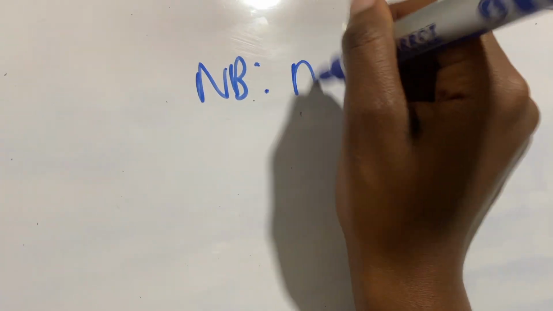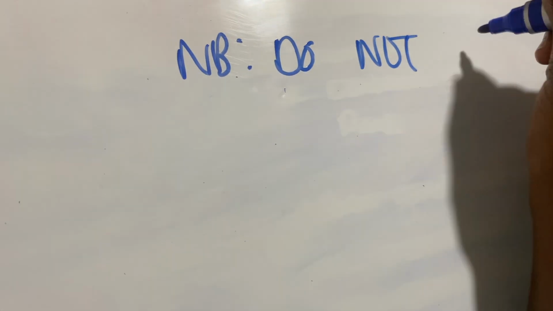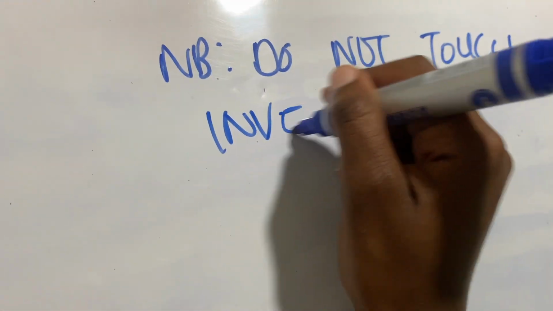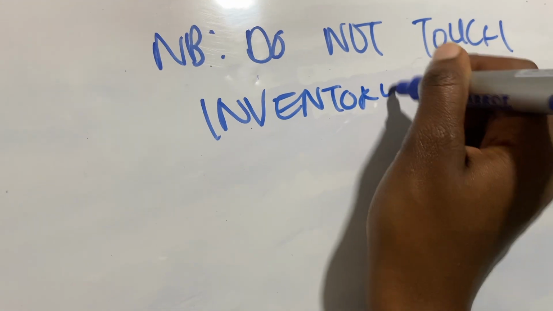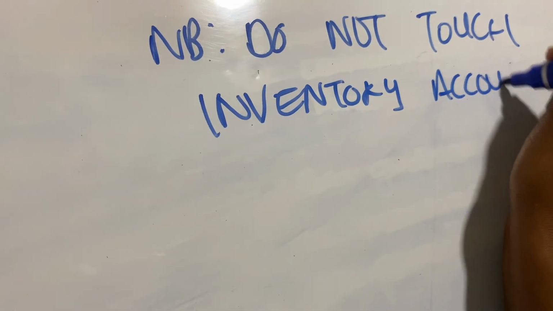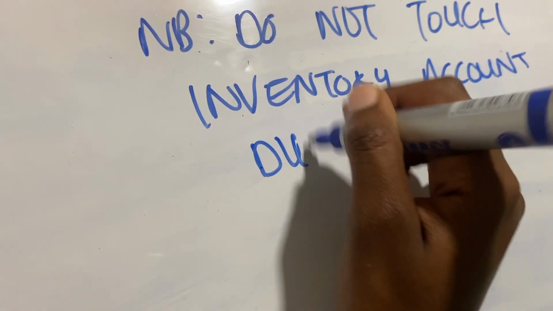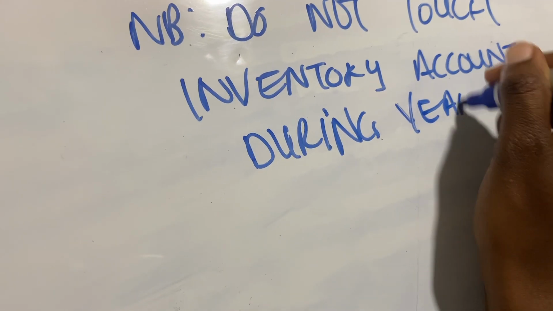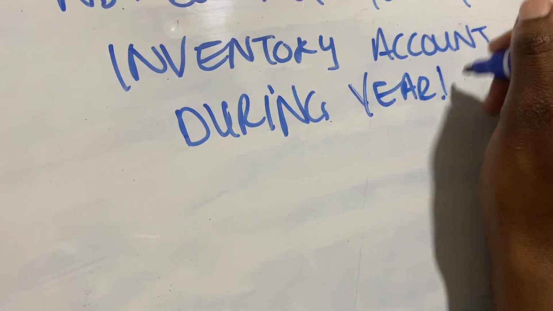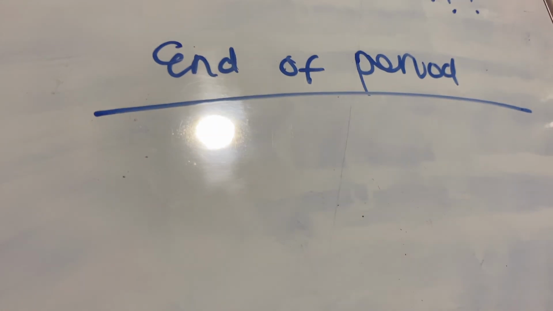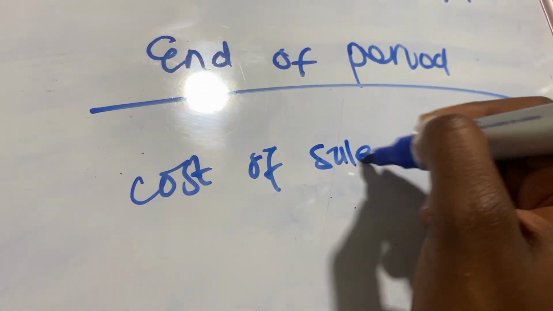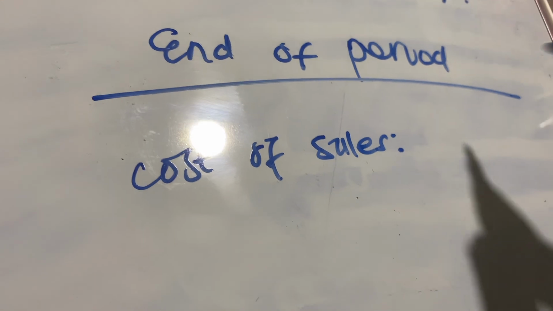Remember, do not touch the inventory account during the year. Remember that. For the end of period, we use the cost of sales formula because now we're calculating inventory.